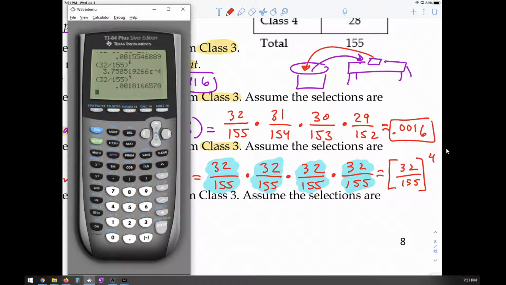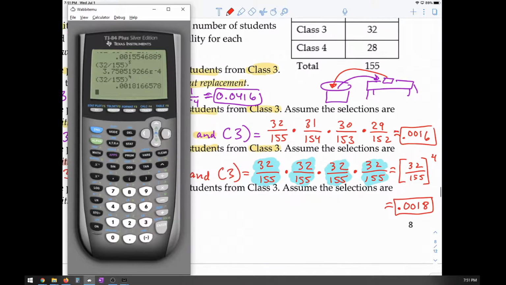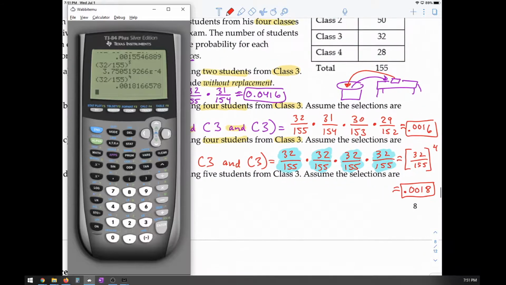So we get approximately, I'm going to write it down here because I'm running out of room. Rounded to 4 decimal places, this is 0.0018. Okay, so that's how it's done.